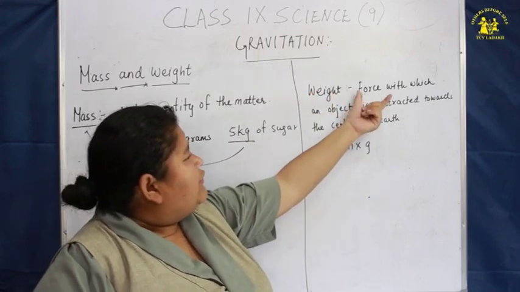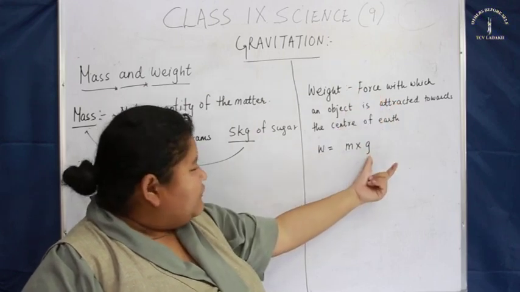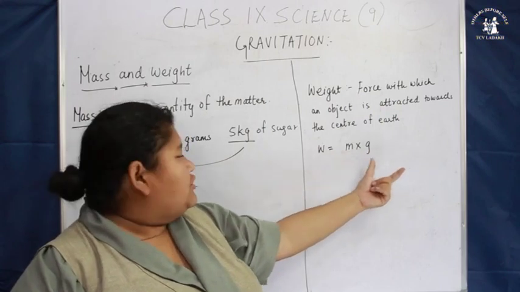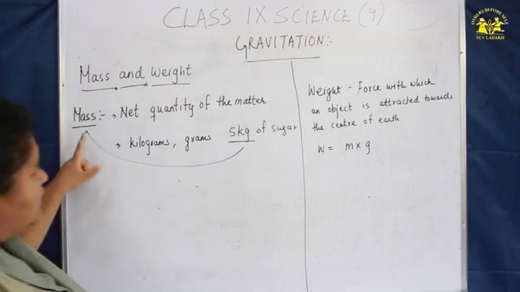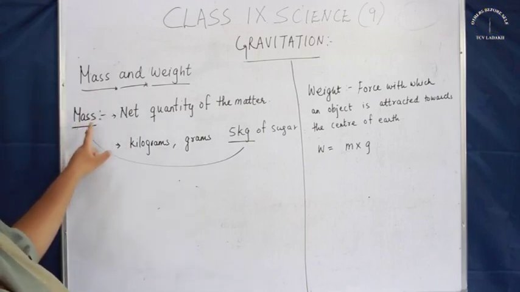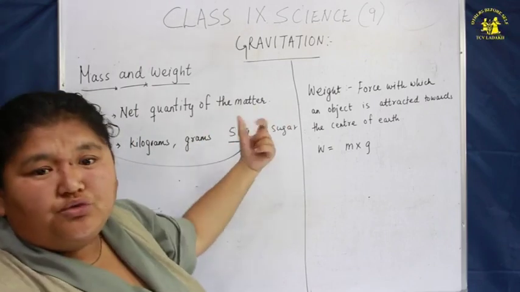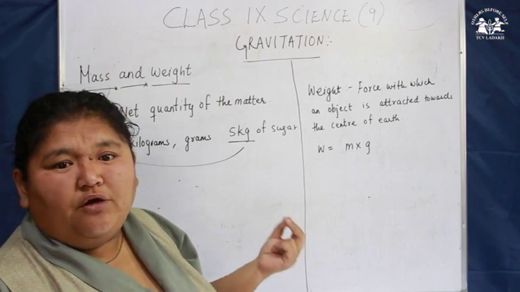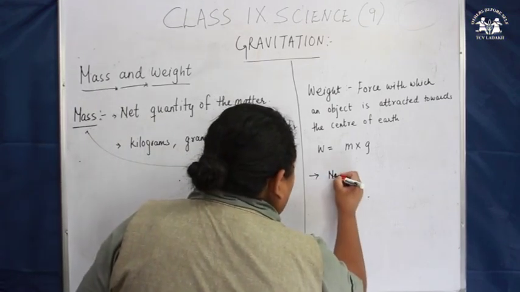Here the force is involved, so we use acceleration due to gravity instead of acceleration to calculate the force, right? For mass we use units like kilograms and grams. However, in order to quantify the amount of weight of a particular object, we use units like Newton, right?